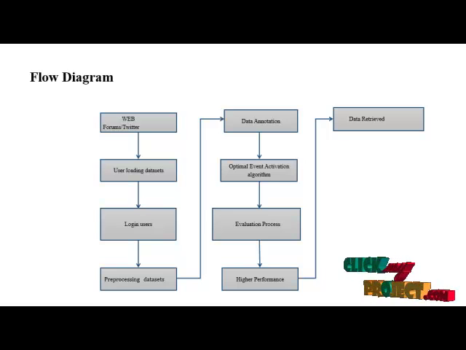In this evaluation process, the performance of the data sets and forums is measured, and they have given higher performance, and finally the data is retrieved from the higher performance methods. In the methods, the pre-processing of data sets and the data annotation are the two important processes of the optimal event activation algorithm, and finally the data is retrieved from the higher performance.